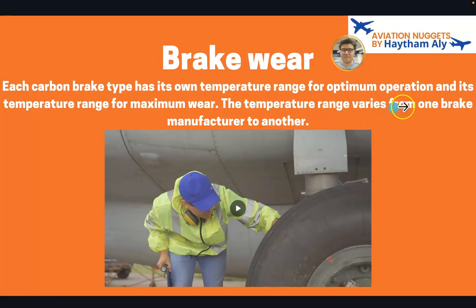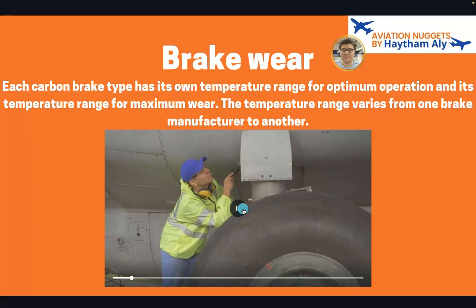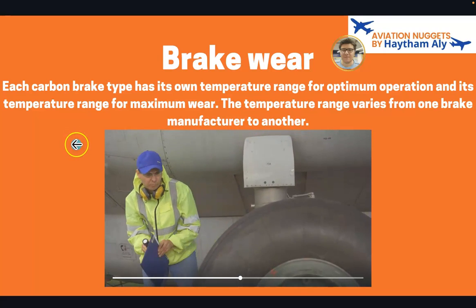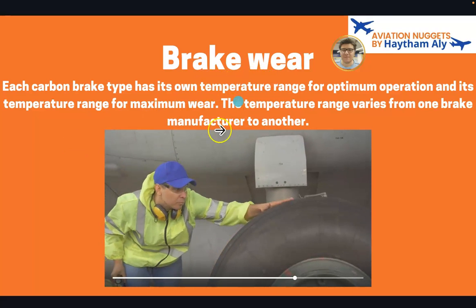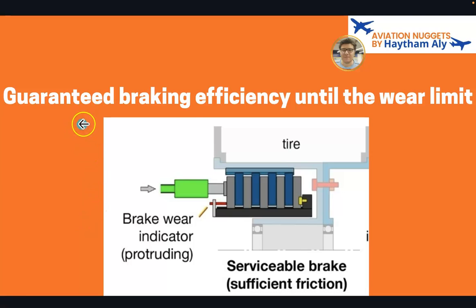So the temperature range varies from one brake manufacturer to another. Each brake unit has its own temperature range, and the pilot and the aircraft maintenance people, before the next takeoff, need to assure that the brake unit temperature has gone down to be ready for the next takeoff. As in a bad circumstance, the pilots do a rejected takeoff. In that case, we need the maximum performance from the brake unit. Okay, everybody. So again, temperature limitation plays a big role in affecting the brake wear. Okay, everybody. Next slide. So, you need to always remember: guaranteed braking efficiency until the wear limit.